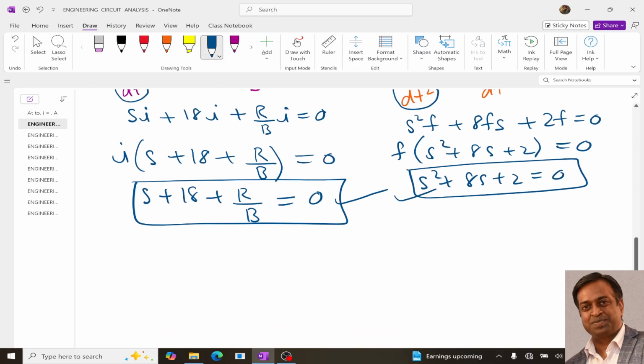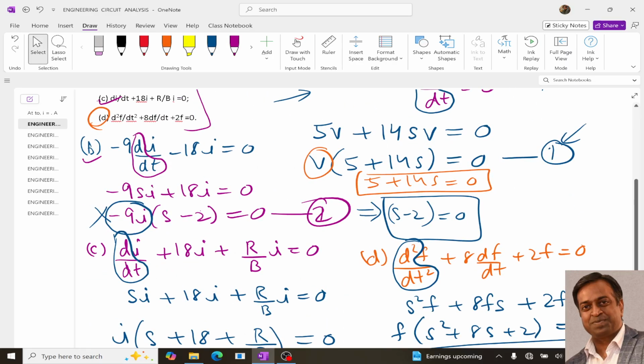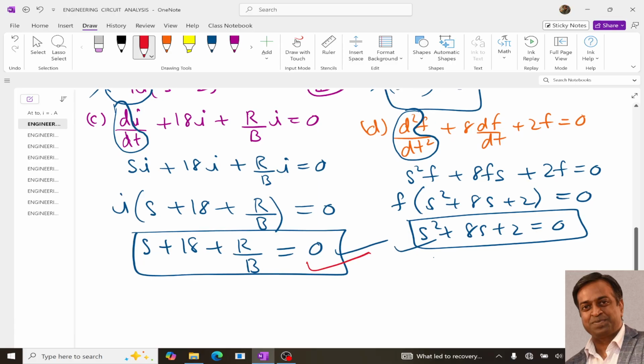So this means that to get the characteristic equation, we simply need to replace d by dt with s, and once we get the equation in terms of s, we need to take the common factor out, and whatever is left in terms of s will be the characteristic equation. Like for A it is this, for B it is this, for C it is this, and for D it is this.